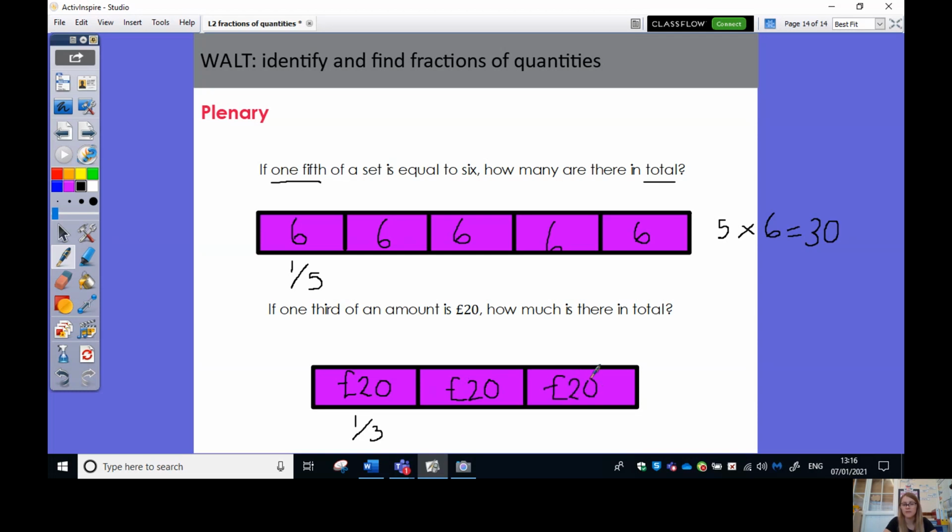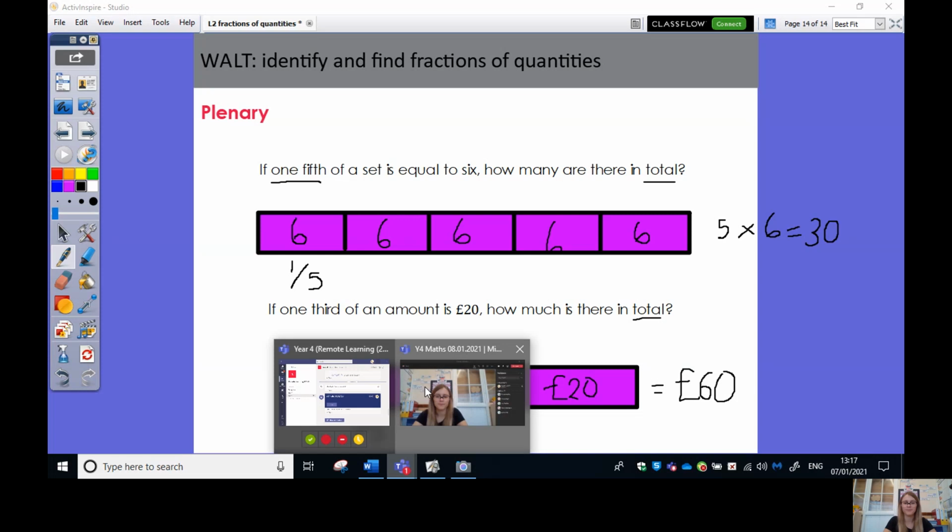So same again, I'm trying to find the total. So what do I need to do? Hopefully either add them all together, or I can do 20 times 3. I know my 20 times tables, 20, 40, 60. So the whole bar model, or the total, is equal to £60. Well done if you managed to work those out. Very tricky, but hopefully that will help you go back to the apply and reason if you found it a bit difficult.